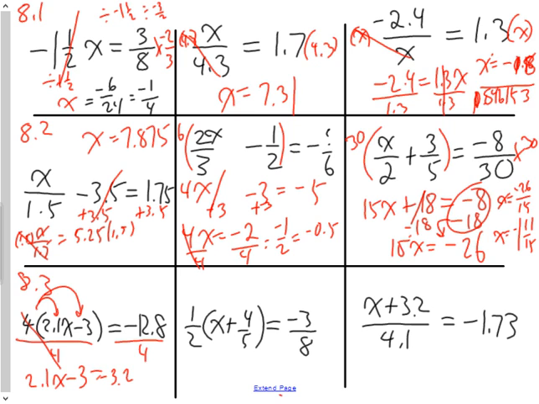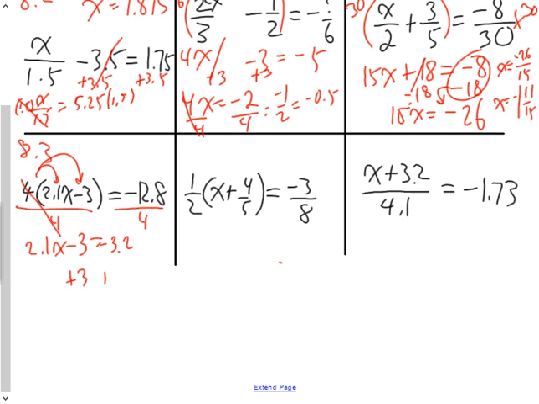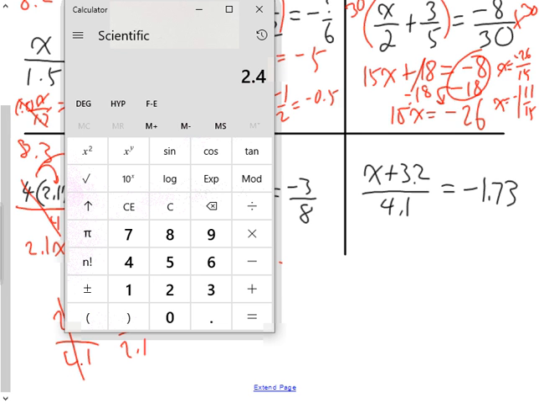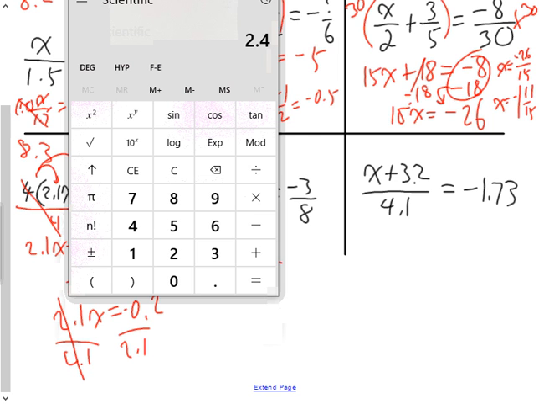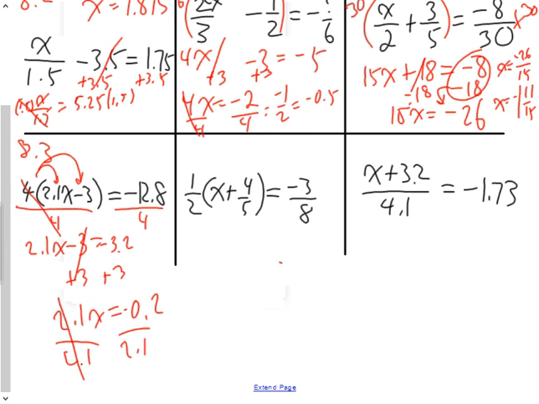So if I added 3 to both sides, I get 2.1x equals 0.2. Divide by 2.1. X will equal 0.2 divided by 2.1 equals, is that what you got? Okay, 0.095-ish, roughly x. Is that what you got? Yeah, we're good.